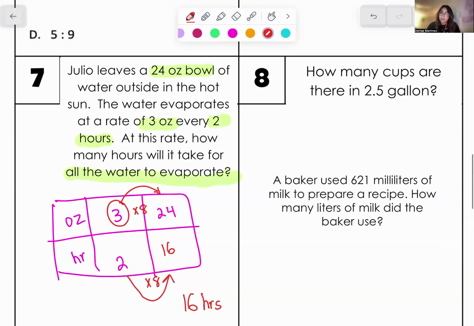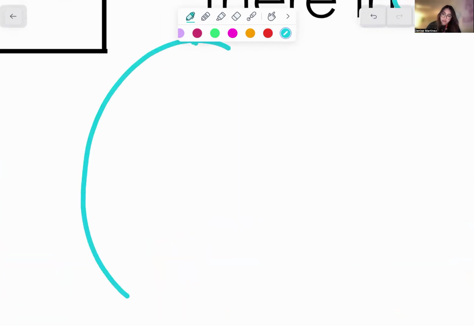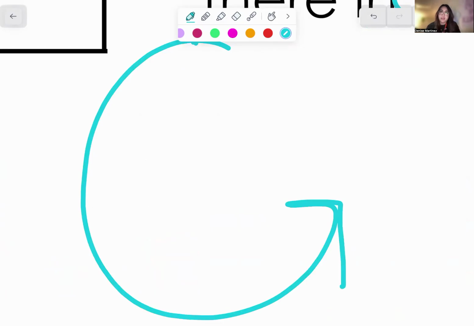Okay. This next one, there's multiple ways you can solve it, right? We can set up a box, or we can use Gallon Man, or we can use our star chart. So our star chart is really important to a problem like this. I want to know how many cups are in 2.5 gallons. Remember, I'm going to really zoom in so I can draw this as big as I can. We drew Gallon Man, okay?